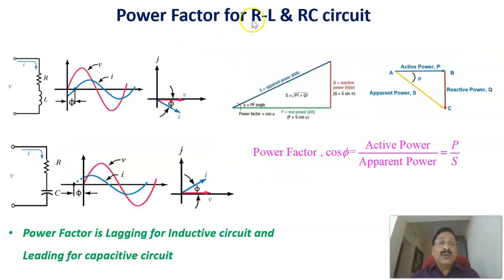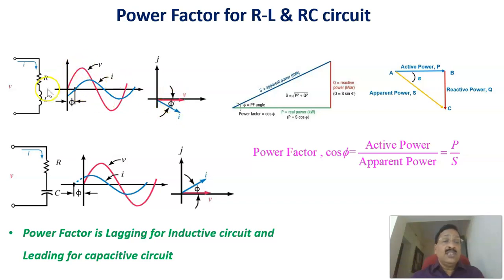Now let us see the power factor for an RL and RC circuit. First, a simple RL circuit. In an RL circuit, the instantaneous voltage is there and the current is lagging the voltage by an angle phi. In the vector diagram, this is the voltage vector and this is the current vector. This angle equals the angle by which the current is lagging the voltage.